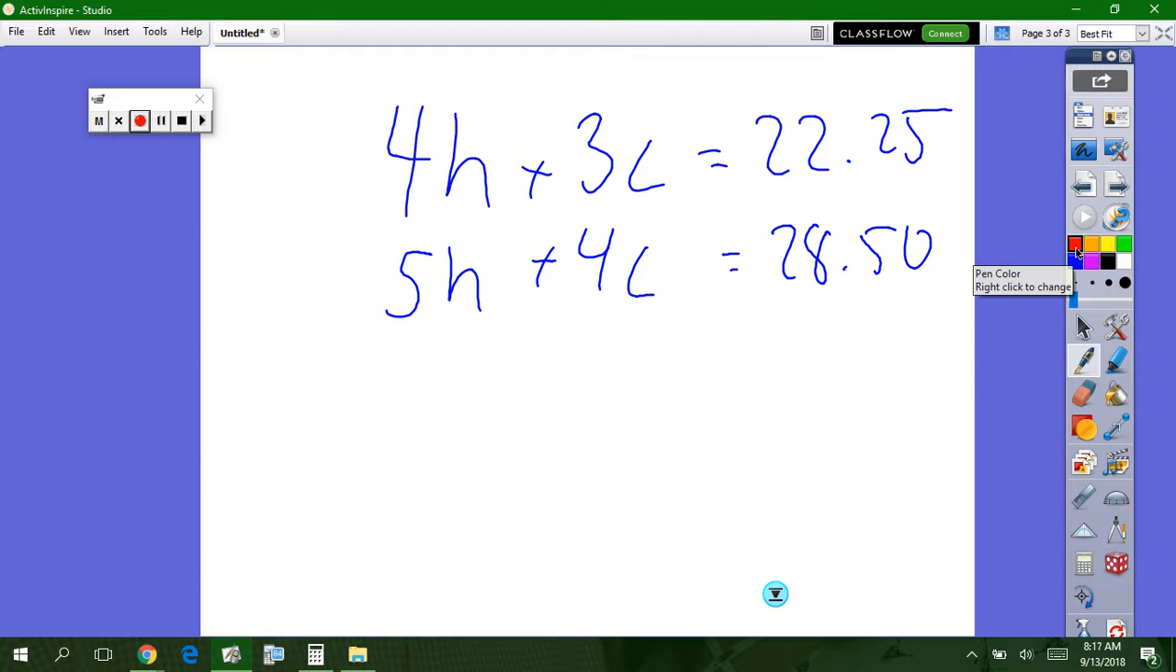Negative 4, if I've got to do one of them by negative. You guys agree with that? So I'm going to times the top by 5, and I'm going to do the bottom by negative 4. Or vice versa, the negative just has to go on one of them, correct?